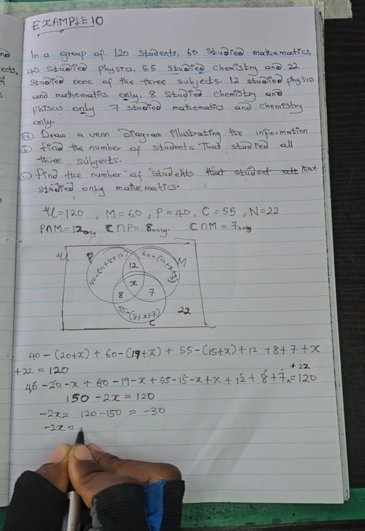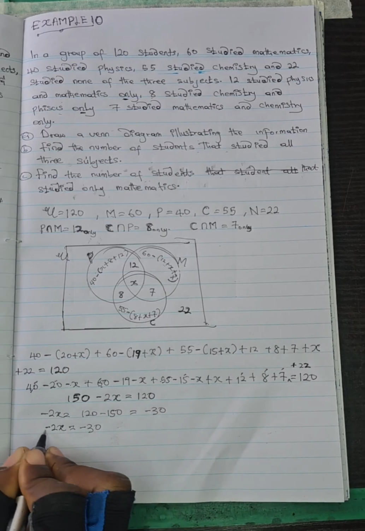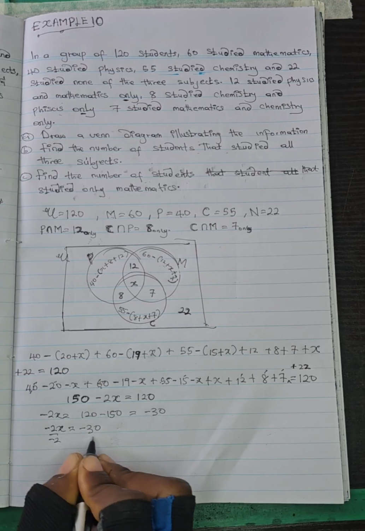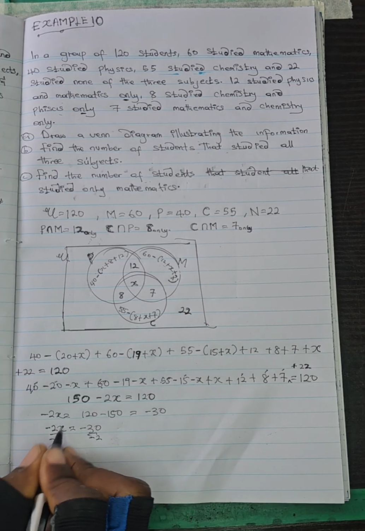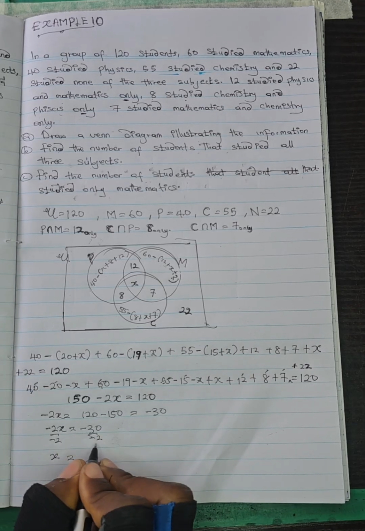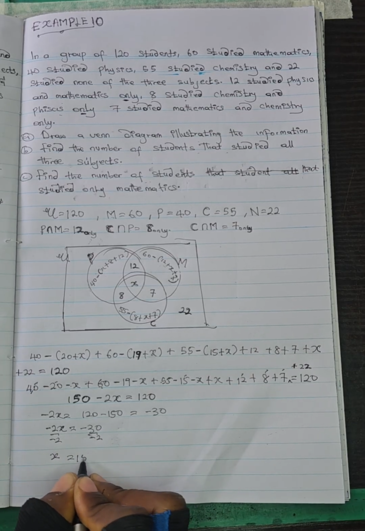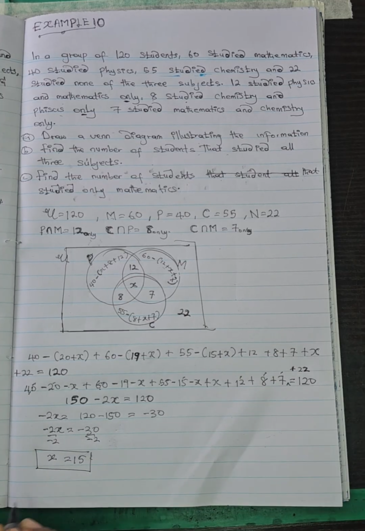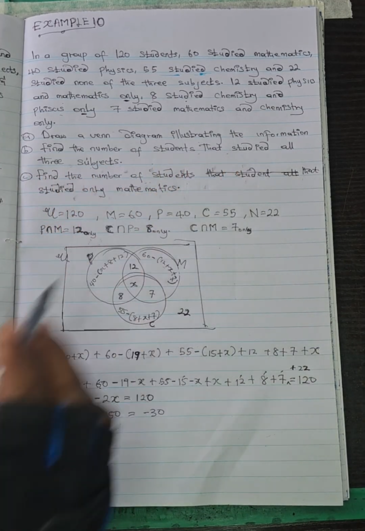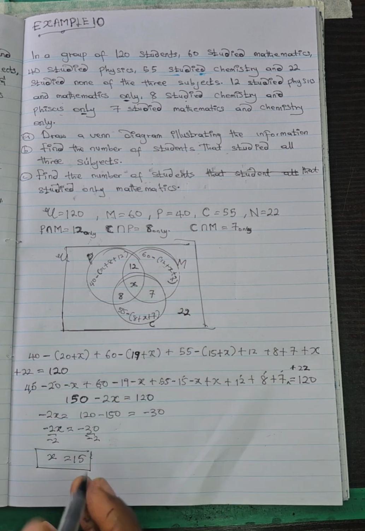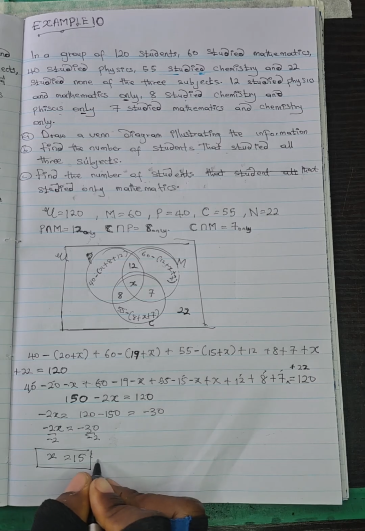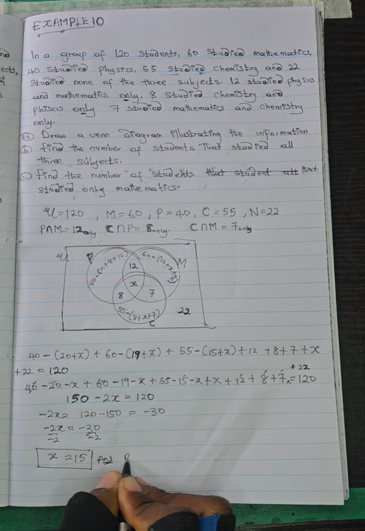So minus 2x will now be equal to what? Minus 30. So when you divide both sides by minus 2, minus 2 divided by minus 2x, you have x. Minus 30 divided by minus 2, you have what? 15. So your x is 15, which is to find the number of the students that study the whole subject. So this x is now what? 15. So the number of students that study the whole subject is 15 students for B.